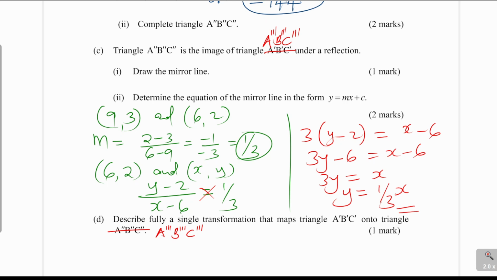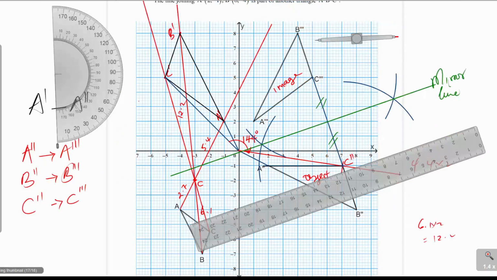Then part D, I also did some corrections. There were some typing errors. So describe fully a single transformation that maps triangle A prime, B prime, C prime onto triangle A triple prime, B triple prime, C triple prime. So let me identify those triangles. So you have this triangle here. Is it this one and this one? Look at them.